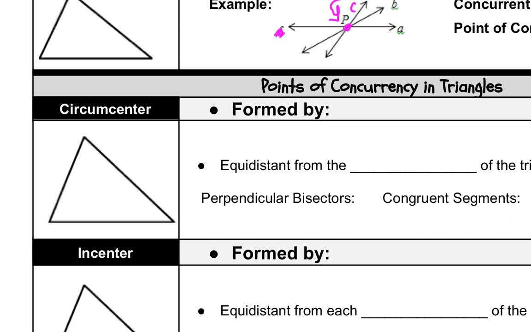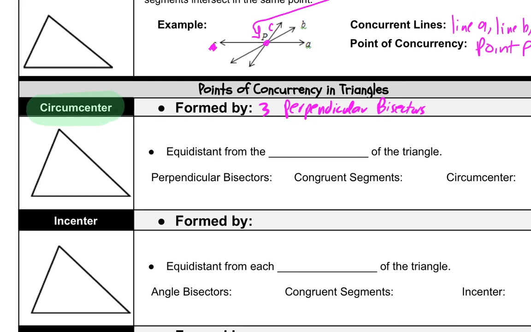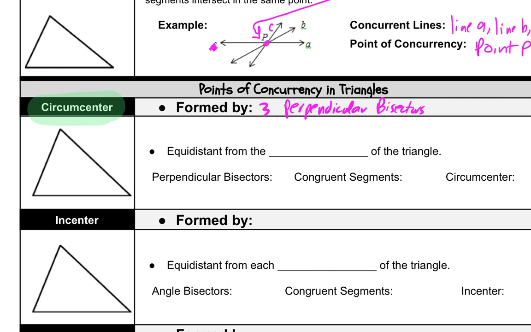This is our key word over here, circumcenter, so I'm going to highlight that with that same color. Circumcenters are formed by three perpendicular bisectors. This is what we practiced from last time. So we remember a perpendicular bisector.